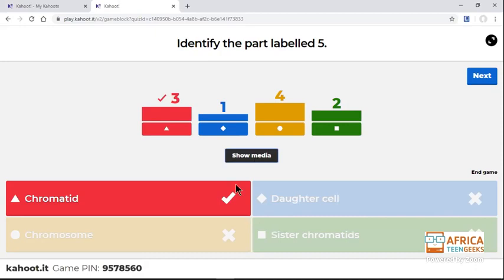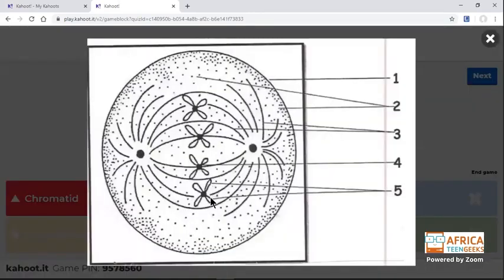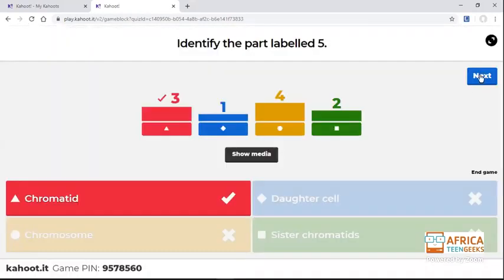So look at it here. This is a chromatid 1. This is just one, not all of this structure. It's a chromatid.